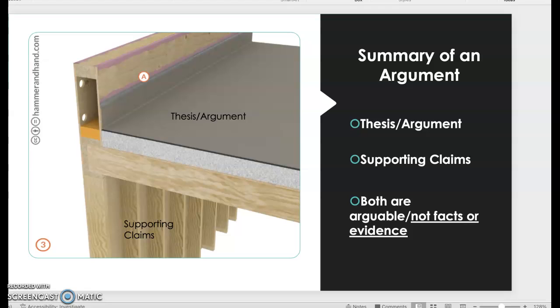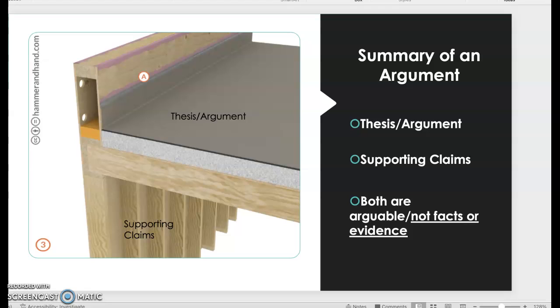This could be explicitly stated in an argument or might need to be considered from looking at the supporting claims. The supporting claims are like the walls that hold up the thesis and argument, and they should fit tightly underneath. Those supporting claims help make the thesis and argument stronger. It's important to know that the thesis or argument and the supporting claims are arguable. They're not facts or evidence. They are simply assertions that are being argued.